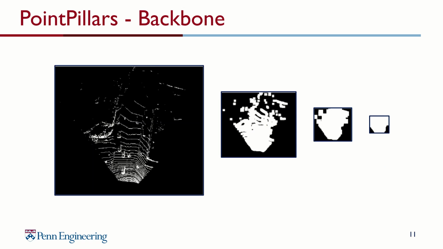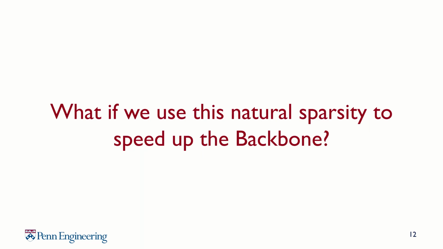The backbone, a feature pyramid network, performs dense convolutions, resulting in shrinking and striding of the pseudo-image. As you can see in this example from the KITTI dataset, the input pseudo-image is highly sparse, but PointPillars' backbone makes no attempt at maintaining or exploiting this property, leading to many unnecessary convolutions. This begs the question: what if we use this natural sparsity to speed up the backbone? This is where our work, Sparse PointPillars, comes in.